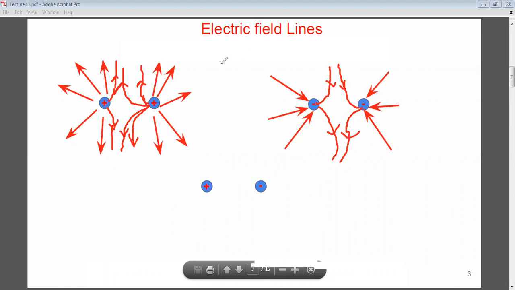Now, what happens when we have one positive, one negative? This is positive, so it will be outward, outward, outward. This is negative, it will be inward, inward, inward. And then in the vicinity of the second charge, it will leave from here, but the other one will attract it. So the electric field lines will be like this.